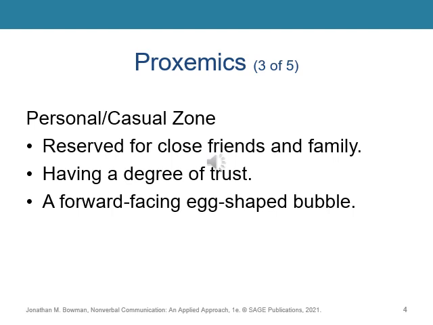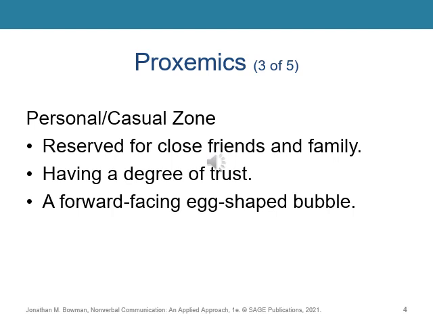The second zone of interpersonal distance is the personal or casual zone. We reserve the personal or casual zone for close friends and family members. This zone ranges from 18 inches to about 4 feet. We also tend to have a degree of trust with individuals in this zone. Relative to our intimate zone, we welcome many individuals to enter our personal/casual zone. In other words, these are people we feel comfortable with.